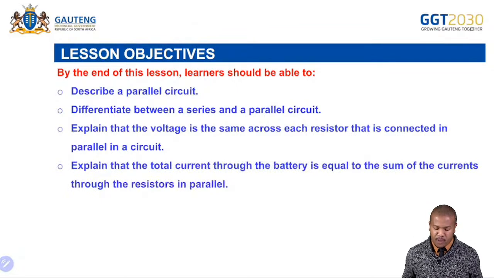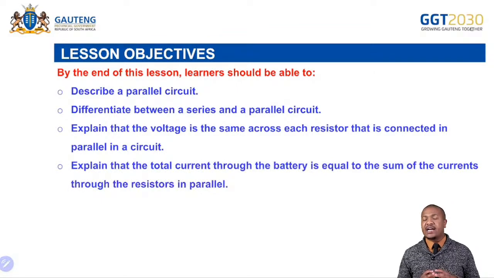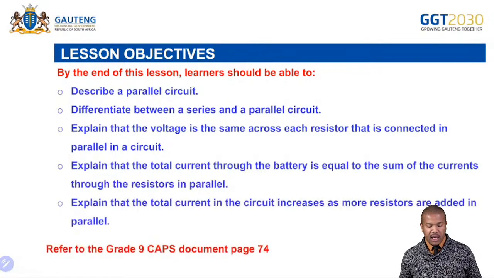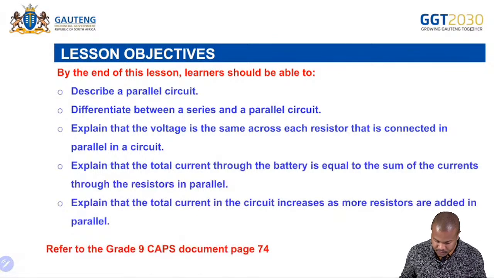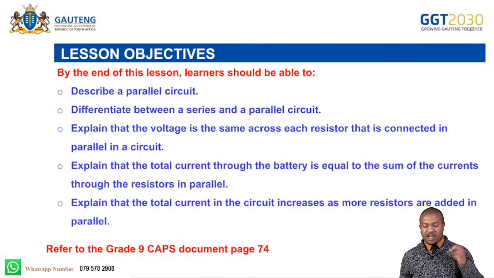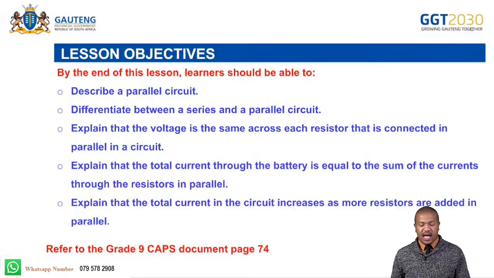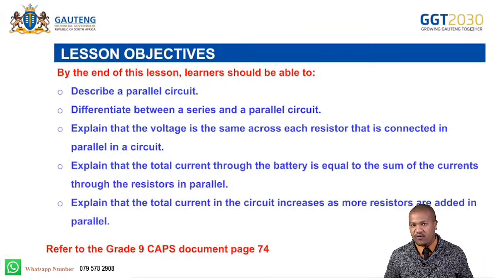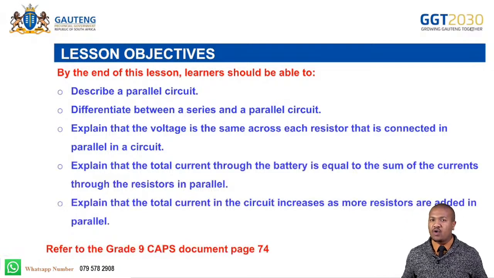Also, we need to be able to explain that the total current through the battery is equal to the sum of the currents through the resistors in parallel. And also, you need to be able to explain that the total current in the circuit increases as more resistors are added in parallel. All this information is found under the CAPS document on page 74.